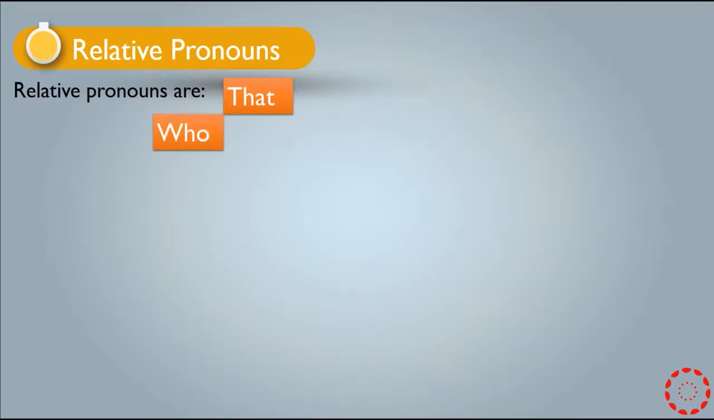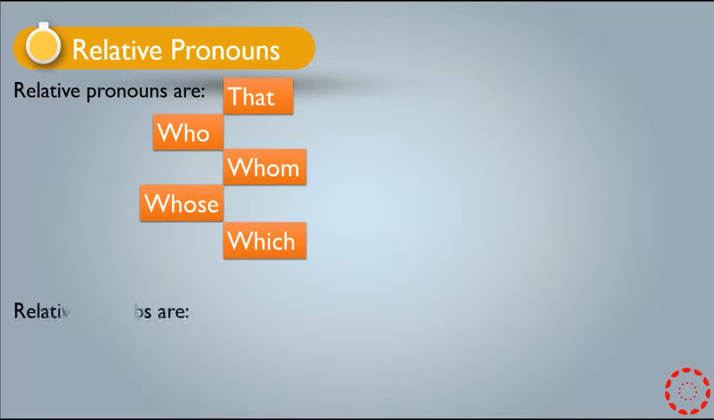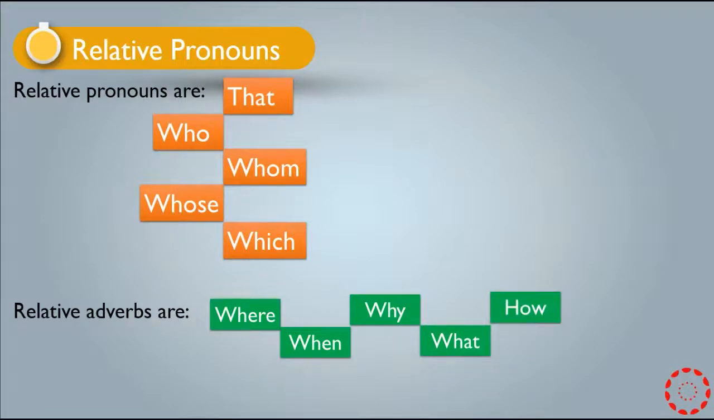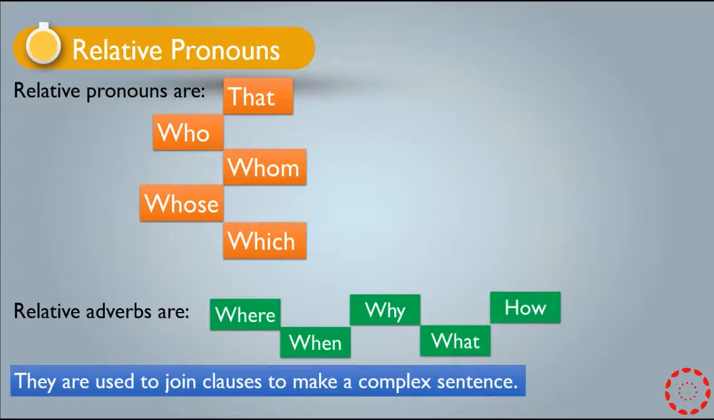Relative pronouns: we have 5 relative pronouns, which are that, who, whom, whose, and which. And we also have relative adverbs, which are where, when, why, what, and how. They are used to join clauses to make a complex sentence. It means both relative pronouns and relative adverbs are used to join clauses to make a complex sentence, in other words, to make longer sentences.